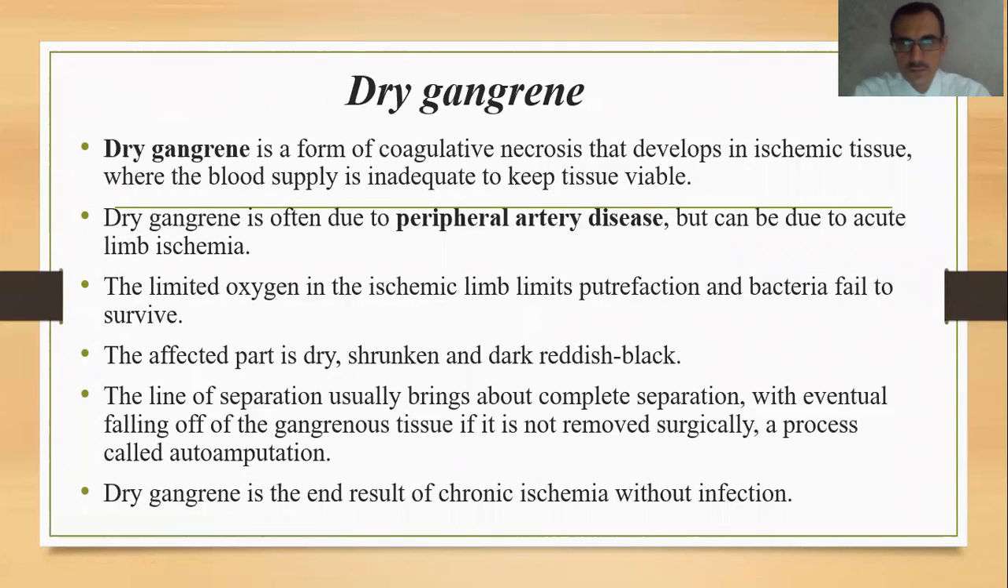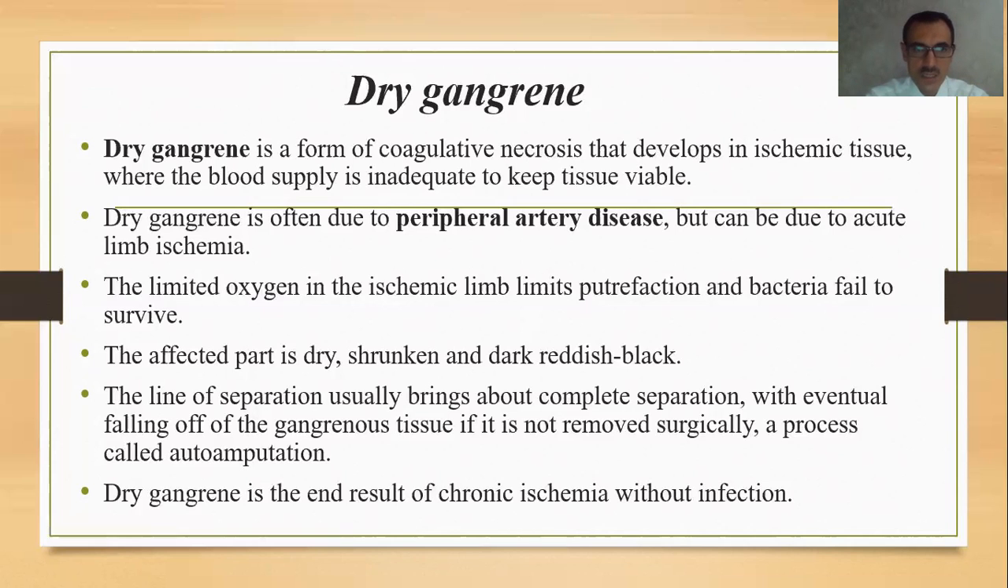The gangrene, as we said, there are three types. First, the dry gangrene. Dry gangrene is a form of coagulative necrosis, a subtype of the coagulative necrosis that develops in ischemic tissue, where the blood supply is inadequate to keep tissue viable. Dry gangrene is often due to peripheral artery disease, but can be due to acute limb ischemia.